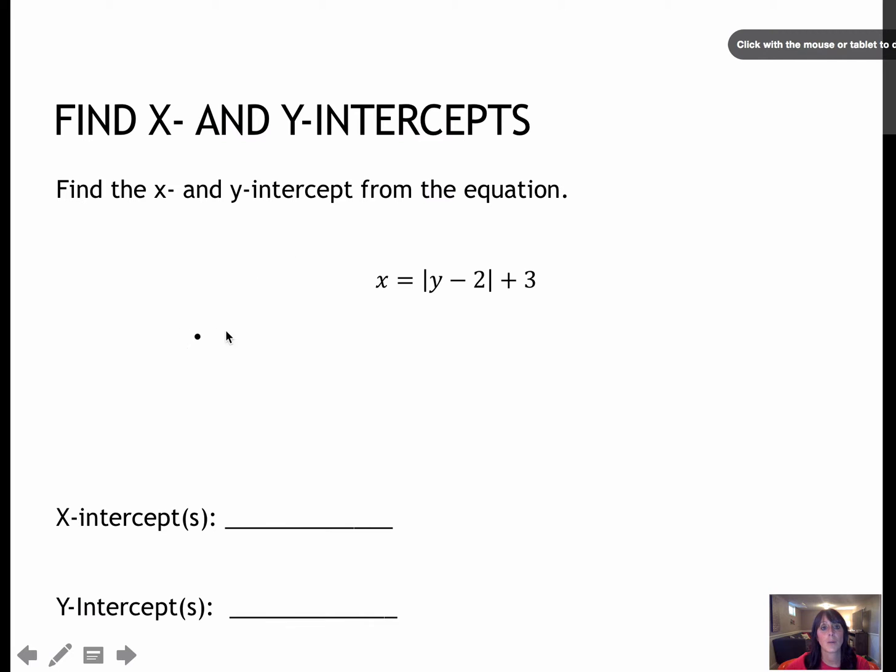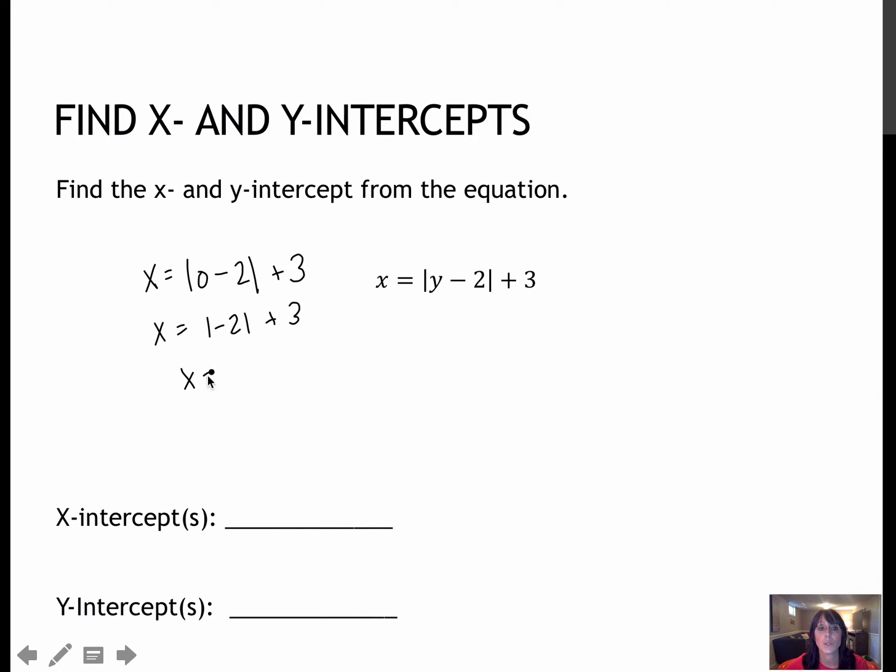Same thing here. I'm going to first, and it doesn't matter which one you do first, this time I'll put the 0 in for y first. That gives me 0 minus 2, which is -2. The absolute value of -2 gives me +2, so x is 5, which means 5, 0. 5 for x, 0 for y. And then the second time I'll plug in 0 for the other, whichever one I did the first time.